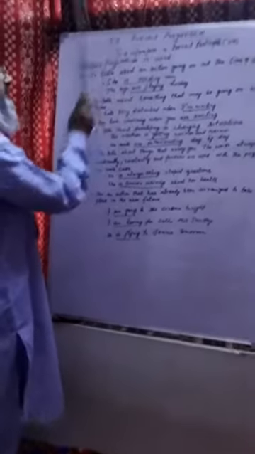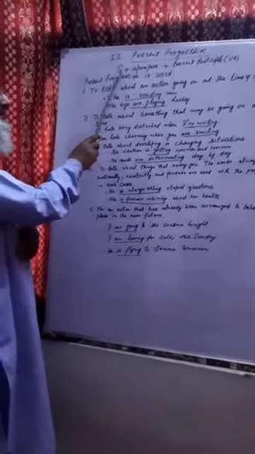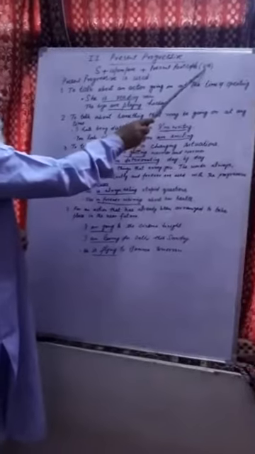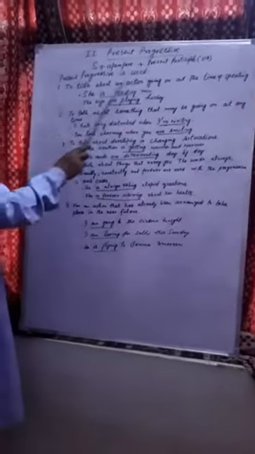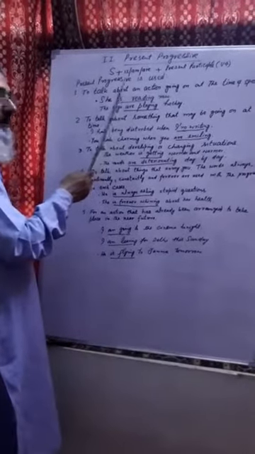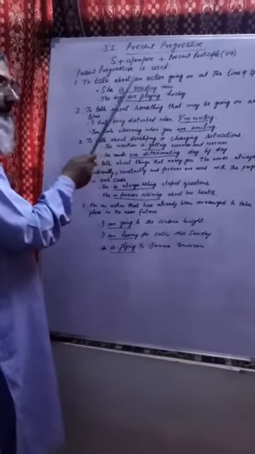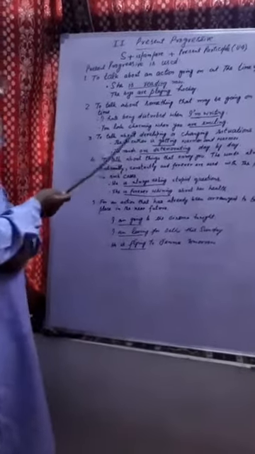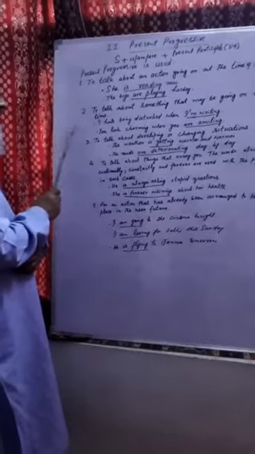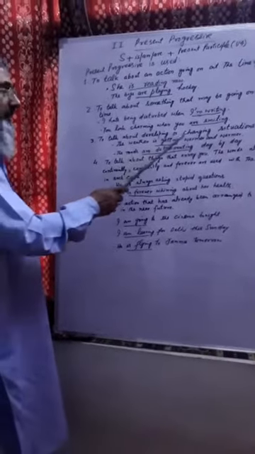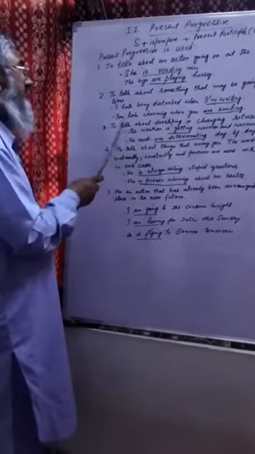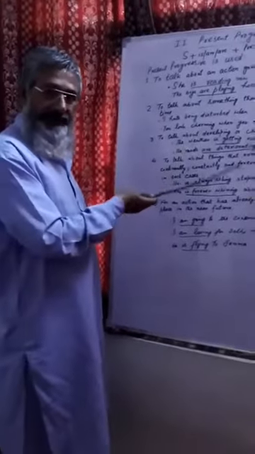I repeat, for this present progressive we use the construction subject plus is, am, are plus present participle, or the fourth form of the verb, the ing form. And we use present progressive in these situations. When we talk about an action that is taking place at the time of speaking. Number two, to talk about something that may be going on at any time. Number three, to talk about developing or changing situations. In those cases, we use present progressive. To talk about things that annoy you, annoying things.